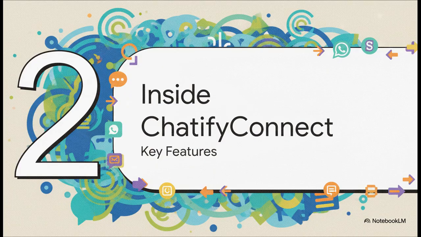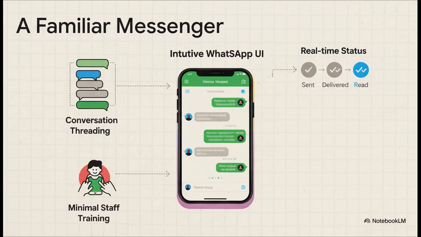All right, so let's peek under the hood. How does this thing actually work? Let's go inside ChatifyConnect. Okay, the first thing you'll see is, hey, this looks familiar. And that's the point. It's designed to look and feel just like WhatsApp, so there's basically no learning curve for your staff. You get those nice, clean, threaded conversations, and this is huge. You get these status indicators, sent, delivered, and those two beautiful blue check marks for read. No more shouting into the void. You actually know if your message has been seen.